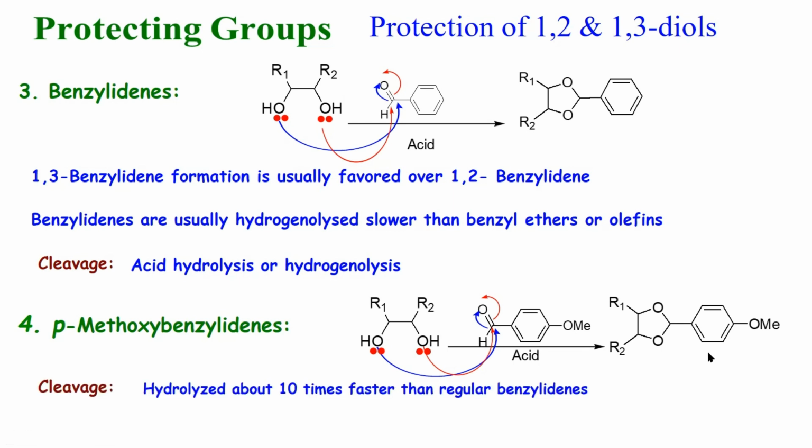They can be cleaved more easily than that of benzylidines. The rate of cleavage hydrolysis is 10 times faster than that of benzylidines. That's why when we want easy cleavage, we go for protecting the diols in the form of paramethoxybenzylidines. They can be cleaved oxidatively by using ceric ammonium nitrate. CAN stands for ceric ammonium nitrate.